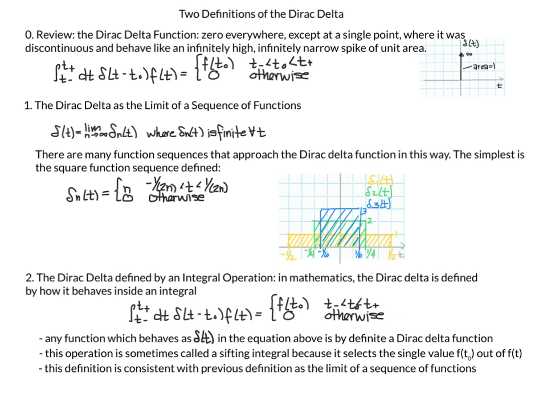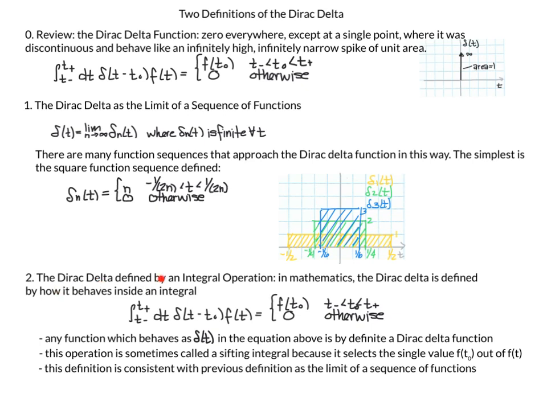Then when n is equal to 3, we get a narrower but taller spike. So we keep going until n is equal to, well, infinity ideally, and we'll have an infinitely narrow and very tall spike, and the area underneath will be equal to 1. So that's our first definition.